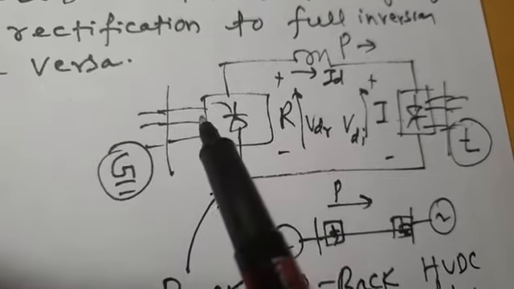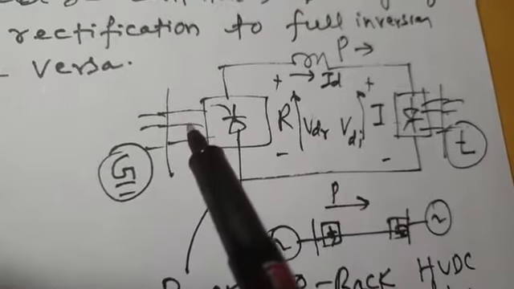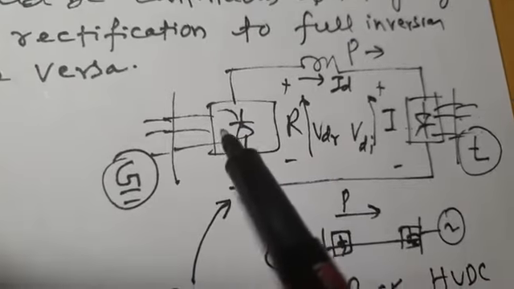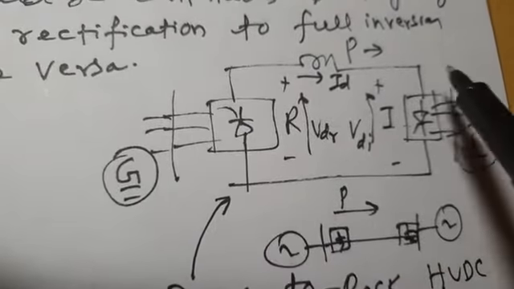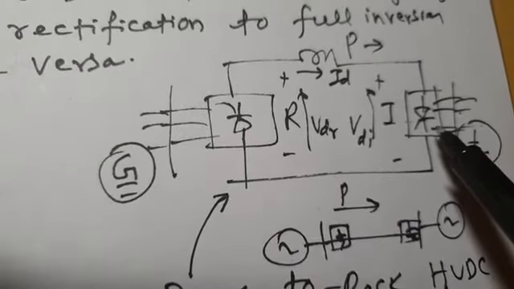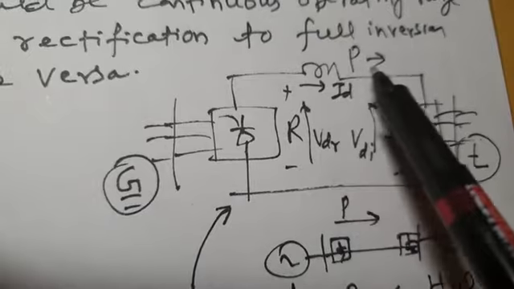If you want power flow from region A to region B, suppose region A has surplus power and region B has deficient power, then power has to flow from region A to region B. In that case, this converter has to operate in rectification mode, and this converter will operate in inversion mode, and this is the direction of power flow.